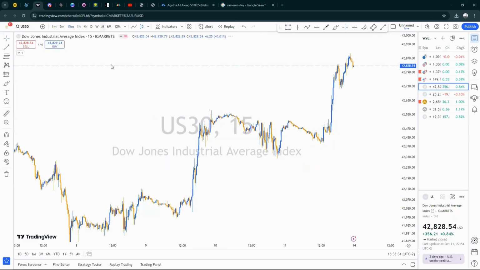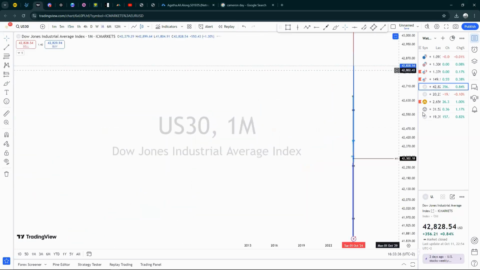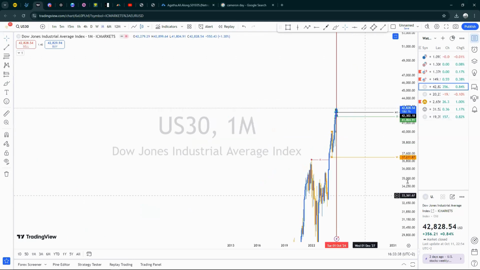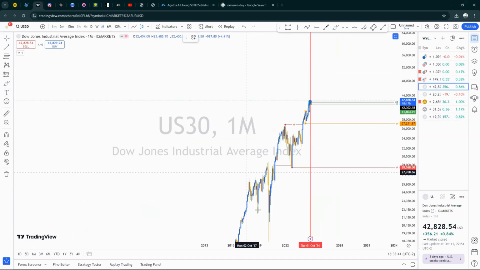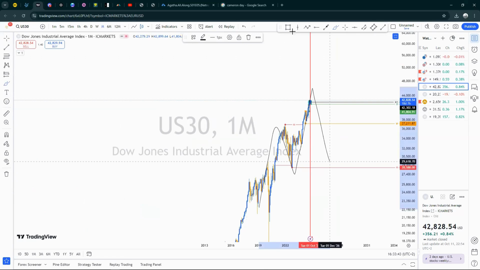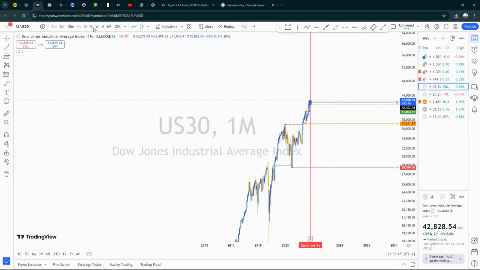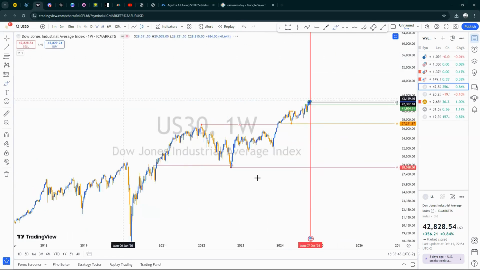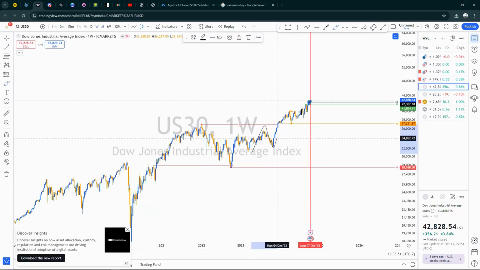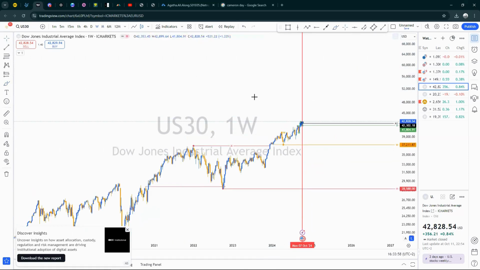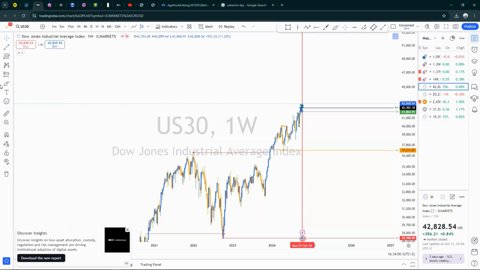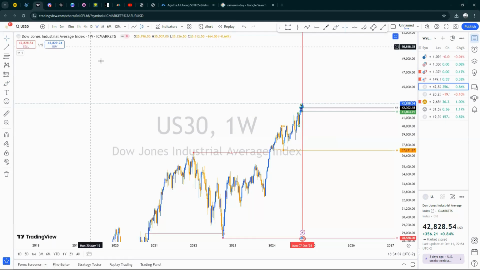Jumping into USDT. Based on monthly range, we have a low. We have something like this. We're waiting for this. Based on weekly, we had something like this. So waiting for something like this because we are in an upward trend. The reason why I'm looking for a buy is because we are in an upward trend. It doesn't matter where the price is. I'm only focusing on a buy because we are in an upward trend.